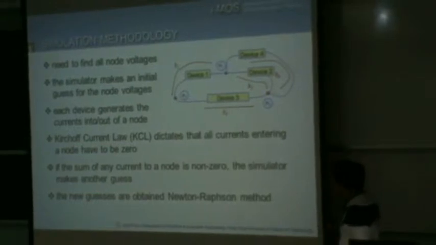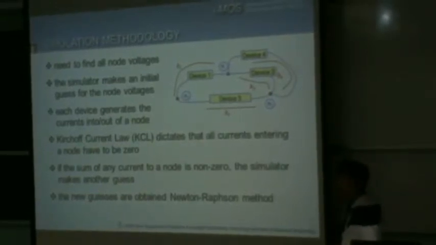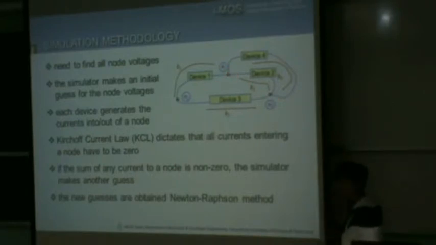So that at the end, we hope that after many guesses, it will converge and obtain the right values for the voltages, which solve the circuit. And new guesses are obtained by the Newton-Raphson method.